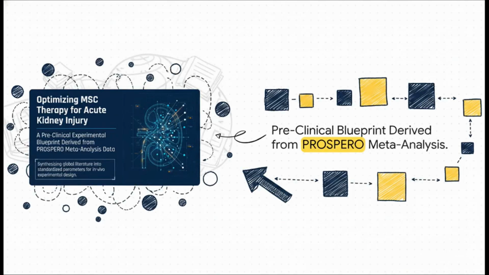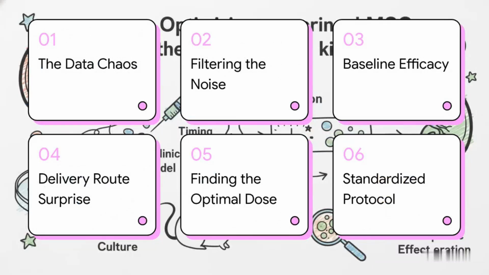We are essentially taking this massive sea of global literature and synthesizing it into one standardized, highly optimized protocol for in vivo AKI mesenchymal stem cell, or MSC, experiments. The data we're looking at perfectly captures what we're trying to do here, taking scattered, completely disconnected data points from labs all over the world and bringing them together into a single, cohesive framework for your preclinical experimental design. Think of this explainer as a journey to find the signal through the noise.